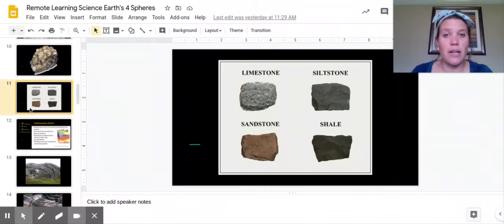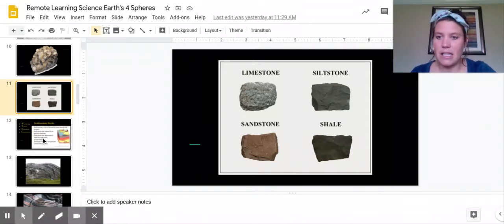We see limestone around here a lot. If you were to go out into your street and pick up a grayish, light gray rock, you could try to write with it. If it leaves a white streak behind, like chalk, you're probably writing with limestone. We also have siltstone, sandstone, and shale. Sandstone is very common, and it's just made of cemented sand. It breaks off really easily.